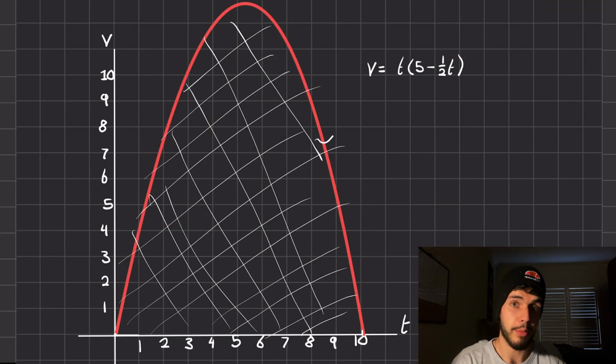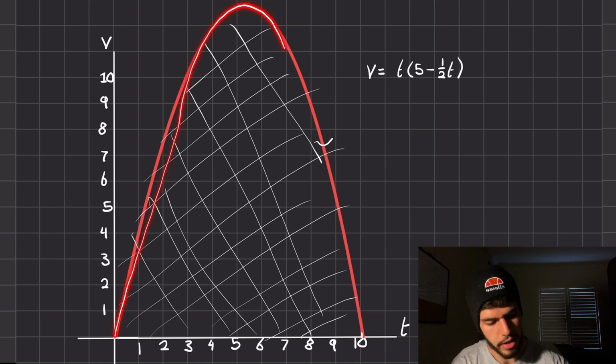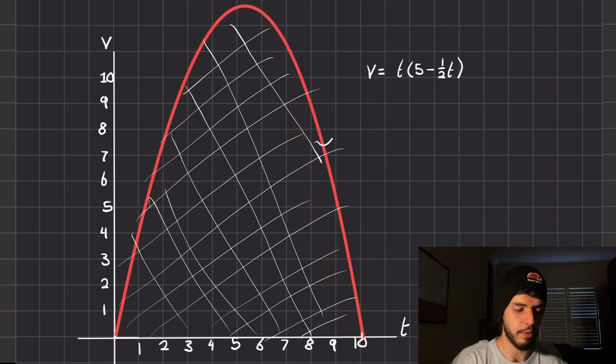Now going to an example, I've tried to do something that will reflect what I've tried to explain in this video. Here we have our velocity is equal to our time multiplied by 5 take half our time, which represents a parabola over a 10-second interval. And looking at this, we can see that our car initially starts at 0 meters per second, reaches a maximum at about 5 seconds in, and then goes back down to 0 meters per second after 10 seconds.